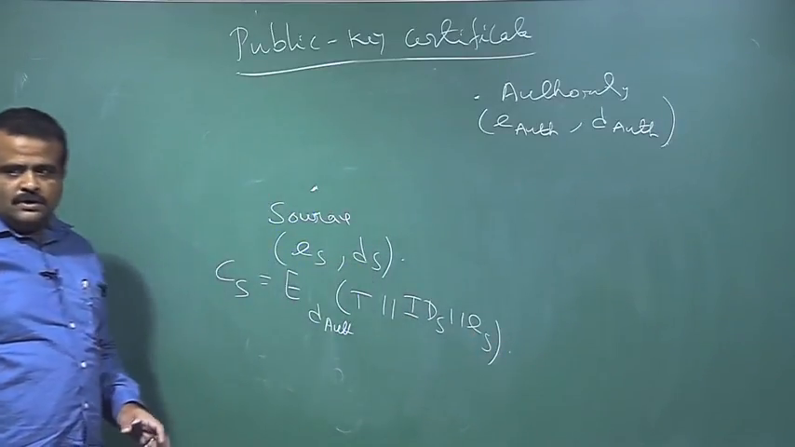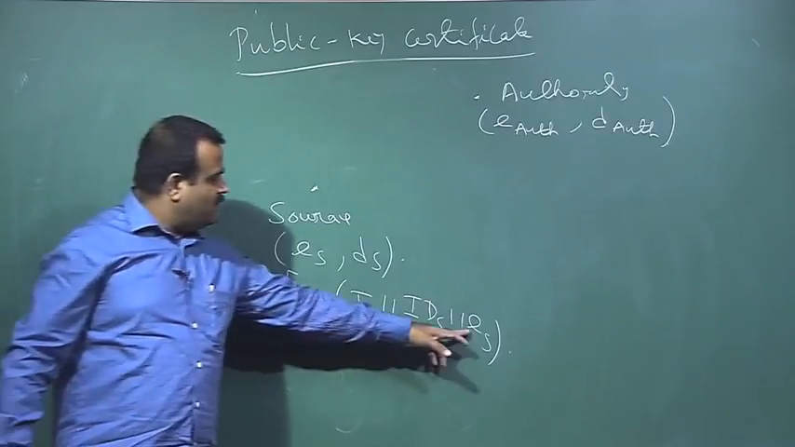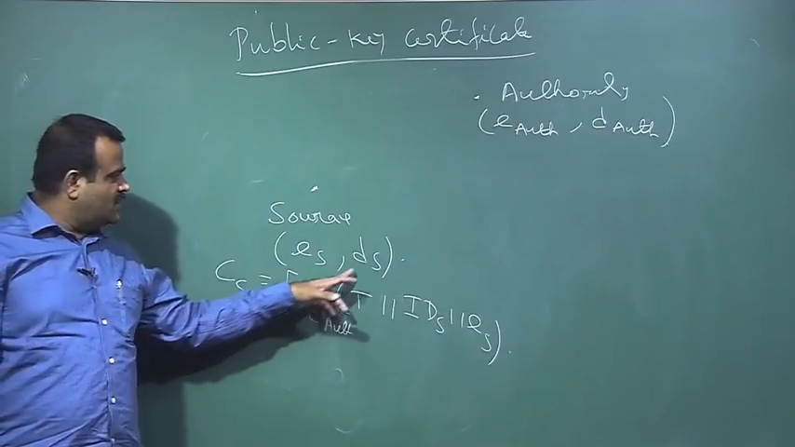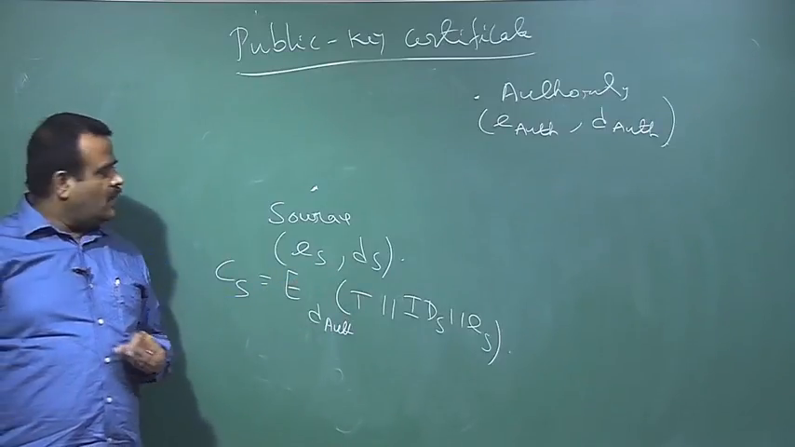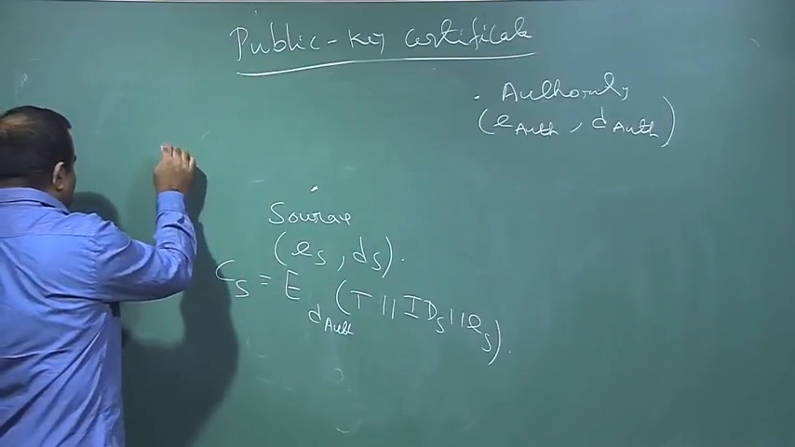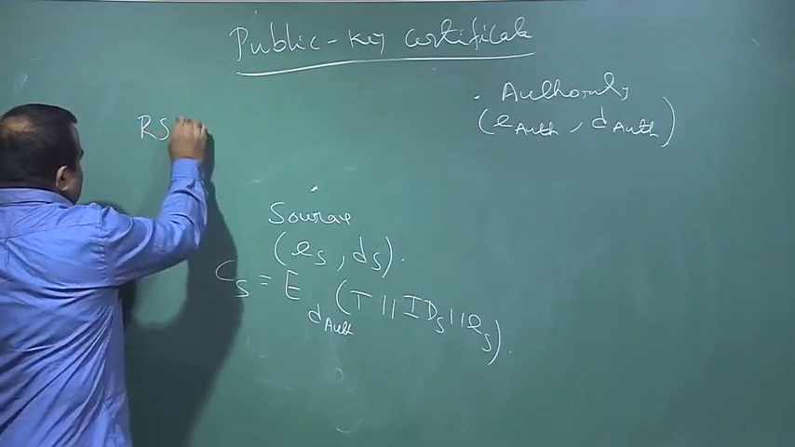Now, suppose I want to change my public key, because I am fearing that maybe my secret key is revealed. So, I want to again run that setup. Suppose we are in the RSA setup, the RSA crypto system. So, I want to run the RSA setup.